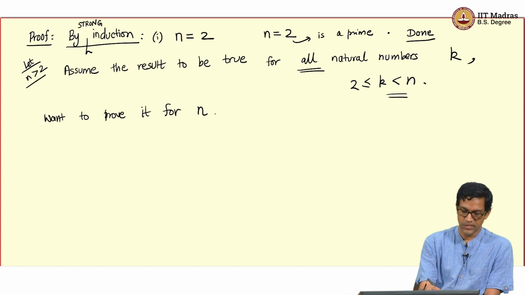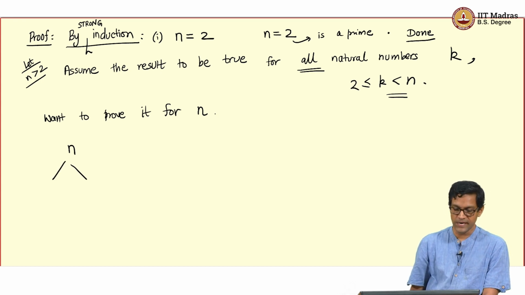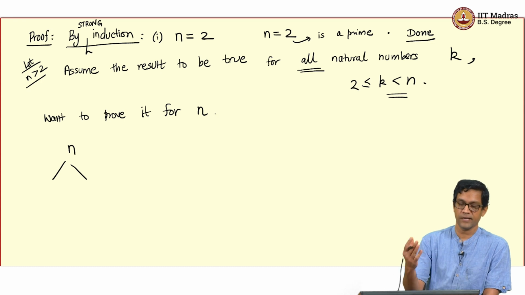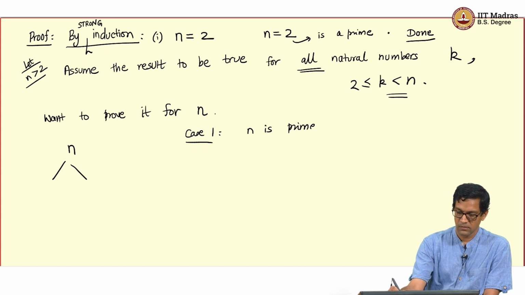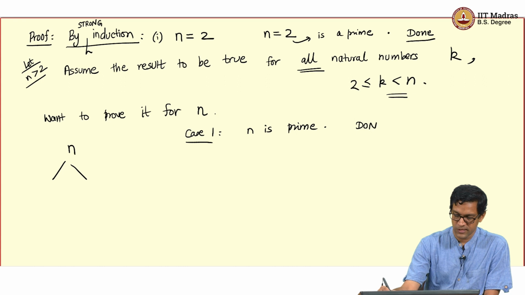Okay, so let us see what we want to prove, that n has a prime factorization. So we have n. All we do is just that tree, that process that we did in that example, we just start with that. Observe there are only two cases. Either n is already prime, case 1, n is prime. In this case we are done, there is nothing to do.